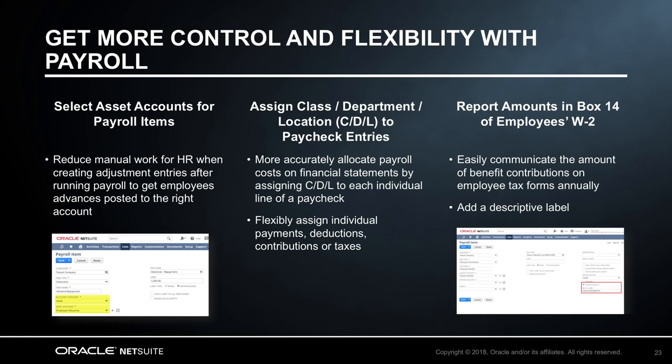Additionally, in this release, class, department, and location can be set for each individual line of a paycheck entry, including earnings, deductions, company contributions, and taxes. These values can even be set on the employee's timesheets and carried over onto the paycheck without any additional effort. Finally, payroll customers can now report amounts in Box 14 of an employee's W-2 with a descriptive label. This means that customers can much more easily communicate on an employee's tax form how much was allocated to their plan on an annual basis.